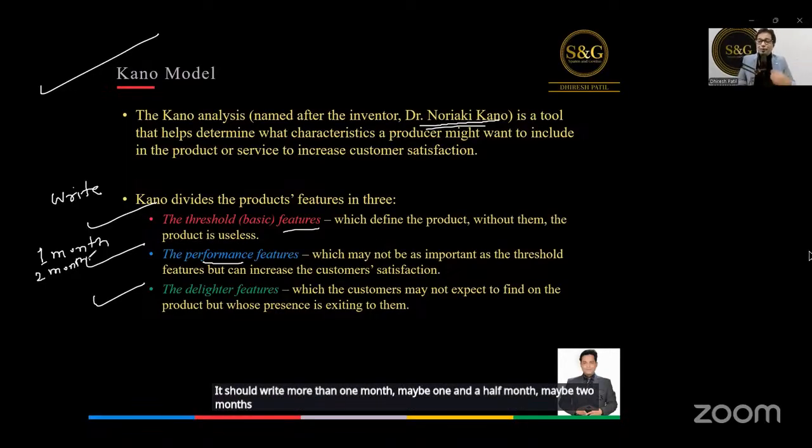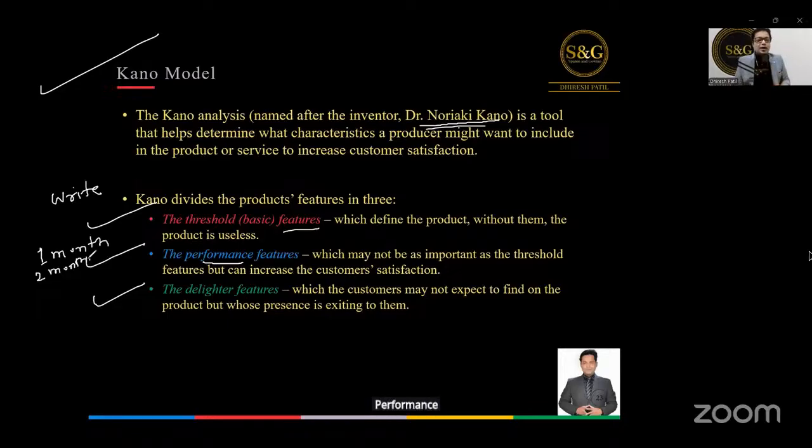For a car, performance feature would be, let's say your mileage. Right now it is giving 20 kilometer per liter. Okay. Now, the performance requirement would be, now you would expect 25 kilometer per liter, 30 kilometer per liter. That's a performance requirement, performance feature. Whatever you are delivering, how you can improve that. That's a performance. Okay. Then comes the delighter.